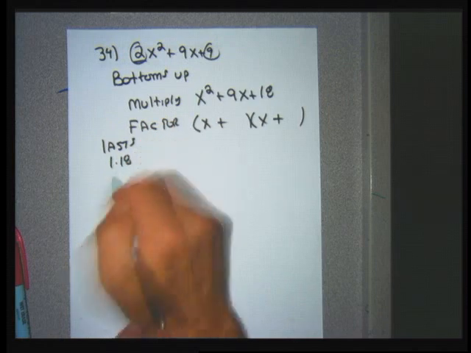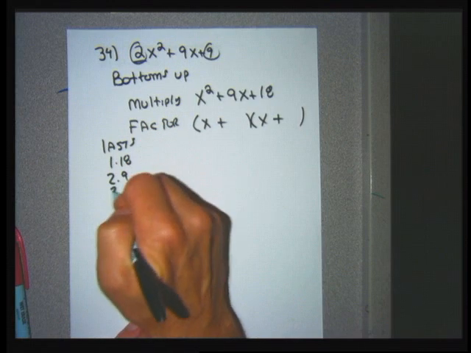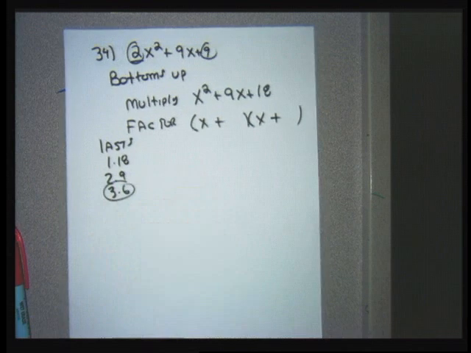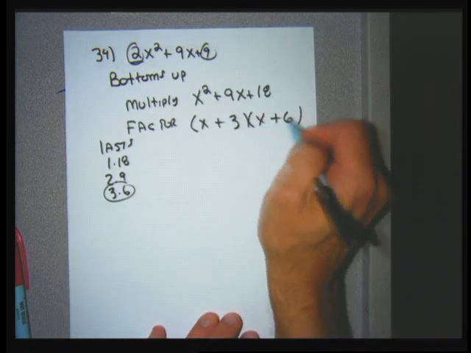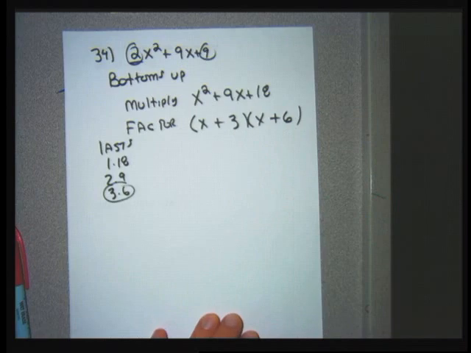18 is 1 times 18. It's 2 times 9, and it's 3 times 6. That's the pair I'm going to need because the 3 plus 6 adds to the 9. You could do 6 and 3, or you could do 3 and 6. It doesn't matter which parentheses you put the numbers in here. When the signs are the same, it's forgiving where you put the numbers in the parentheses.